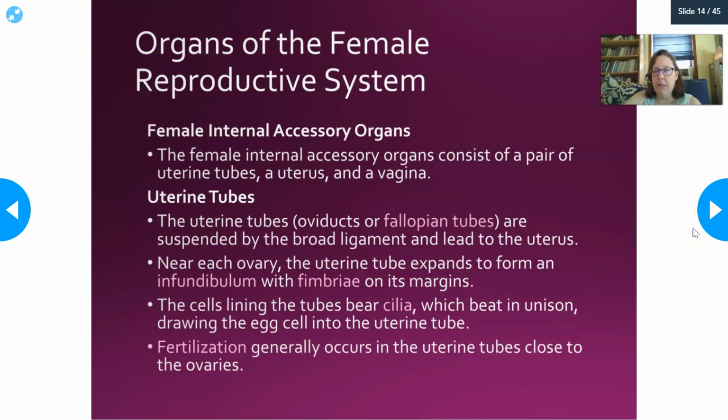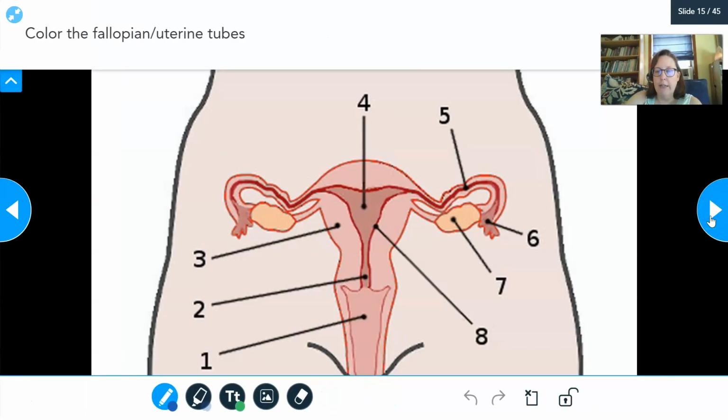So the sperm has to go all the way up the uterus and then all the way up the fallopian tube, almost to the ovary, in order to reach the egg and be able to fertilize it. So where are your fallopian uterine tubes? You can just color them or circle them.